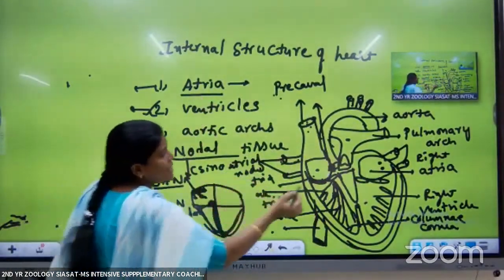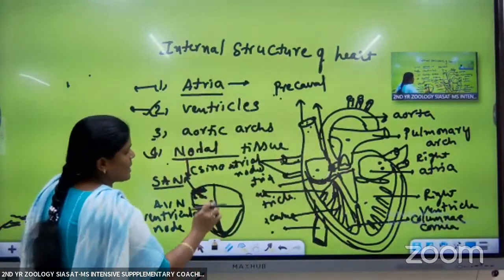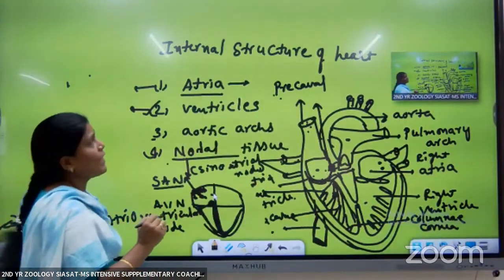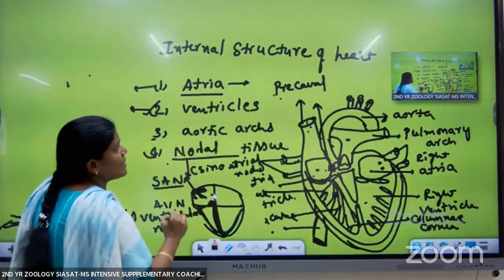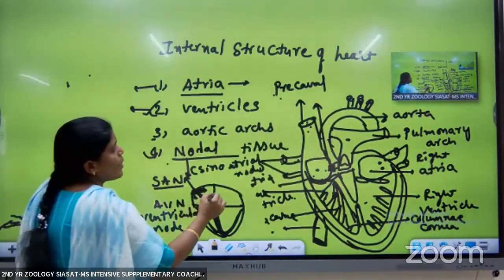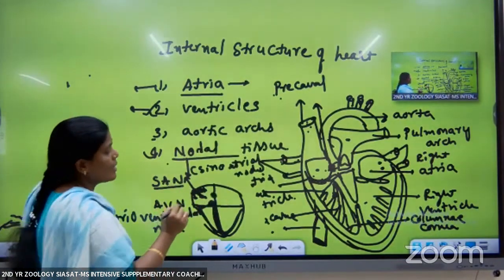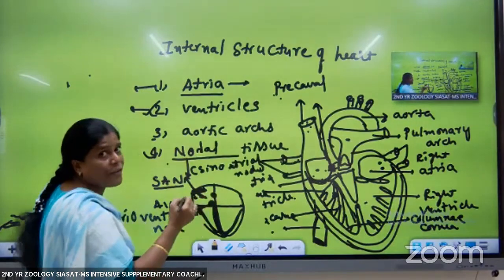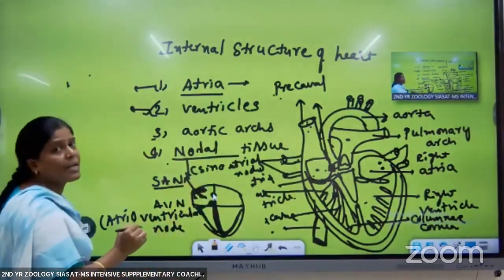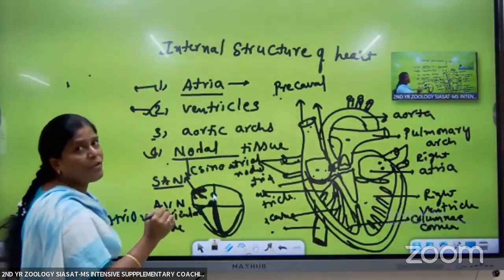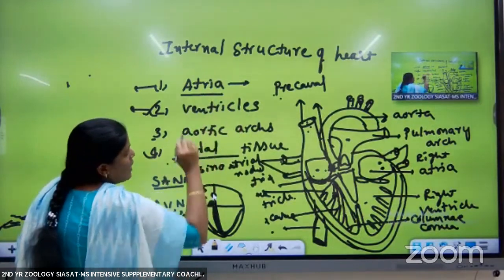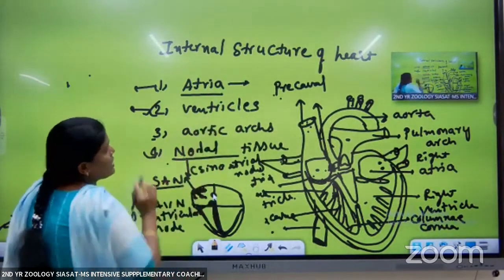In the fetal stage, one opening is present in the interatrial septum, that we call the foramen ovale. After birth, when the lungs start functioning, it will be closed and form a scar, that we call the fossa ovalis. This is about the atria. Next, the lower chambers, the ventricles.